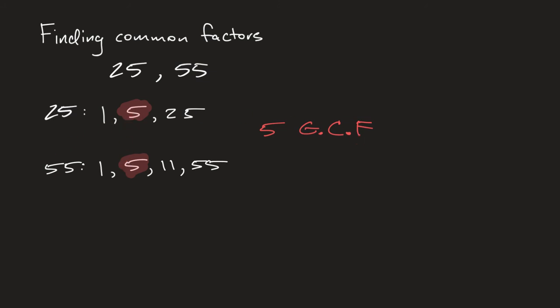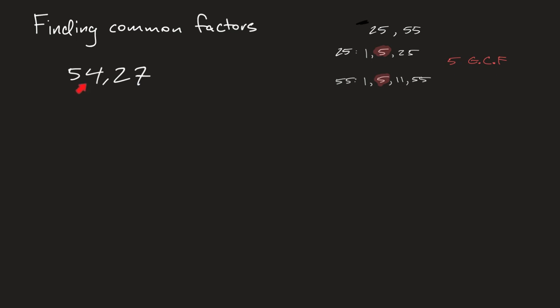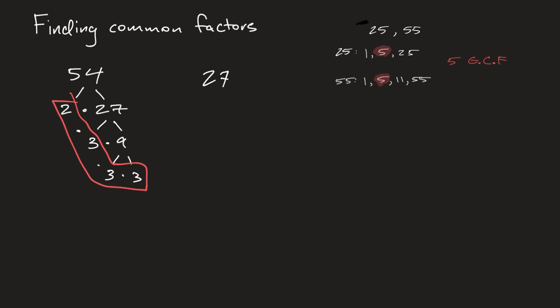Let's try another example. Now let's look at these two numbers, 54 and 27. Let's do prime factorization here. So let me spread them apart a little bit. Okay. So 54, that's even. 2 times 27, I believe. And then 27, I get 3 times 9, and that's 3 times 3. There's my hockey stick here. Then let's do 27. 27, I got 3 times 9, 3 times 3.